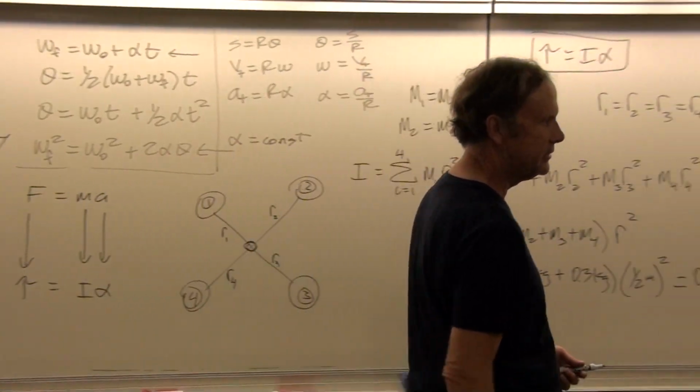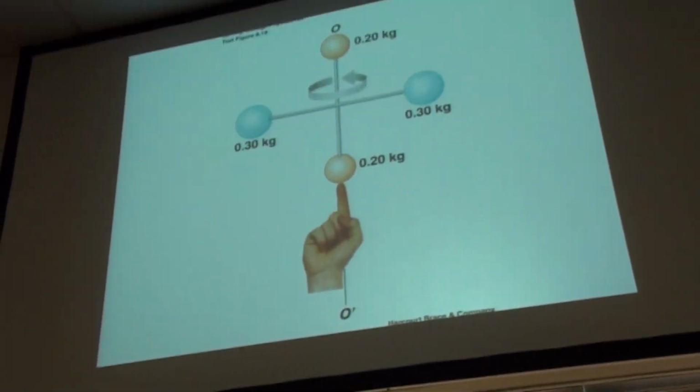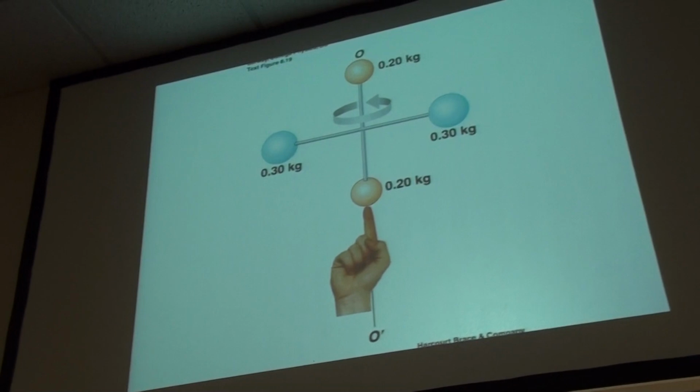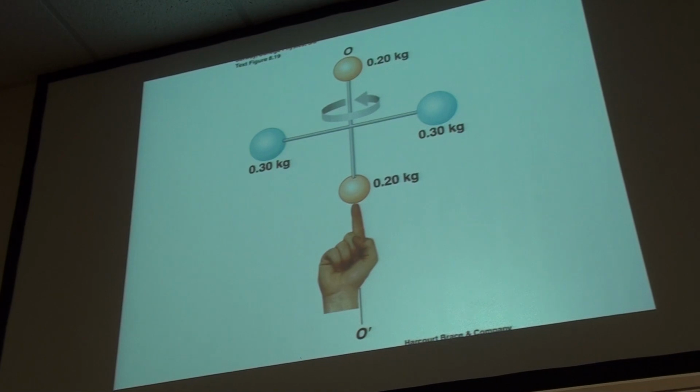Now, one other thing I wanted to point out is that this moment of inertia calculation is dependent on what the rotational axis is chosen to be. And so in this case, instead of spinning all of them about some central point, we could make our rotational axis go through the 0.2 kilogram masses. And so then our moment of inertia would be only involving the rotation of the 0.3 kilogram masses.